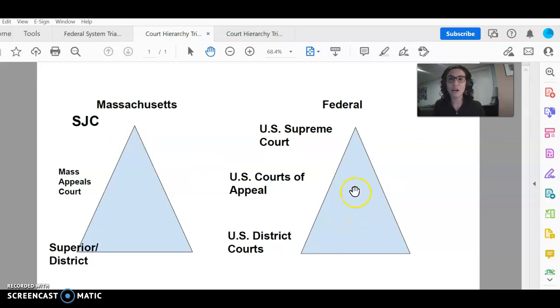On the federal side, we also have two levels of appeal. The U.S. Circuit Courts of Appeal, and this actually should have the word circuit in there, so I apologize that it doesn't. And then the highest level of appeals, which is the U.S. Supreme Court. I'm going to talk about these appellate courts in more detail, but I want you to see the overall structure, how we move from the trial court at the very bottom to different levels of appeal, a mid-level and then one senior appellate court, the SJC, the U.S. Supreme Court.